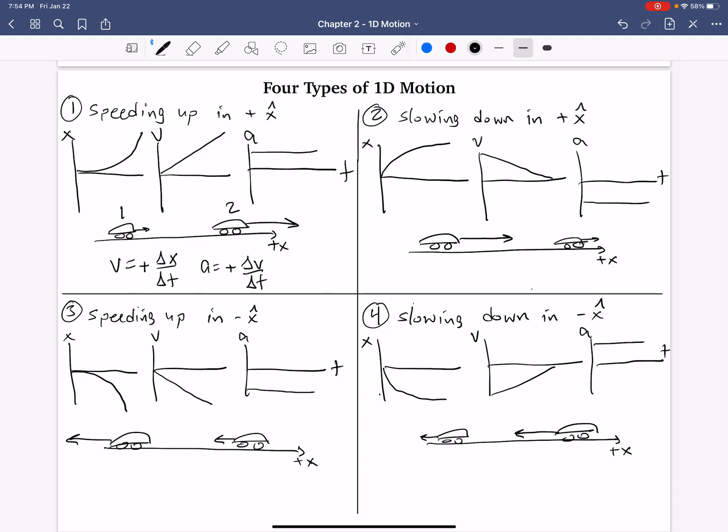In number 2, the velocity is doing what? Let's see. Well, what's happening to the position? The position is still towards the right, still from position 1 to 2. So in this case, the delta x is positive, making the velocity positive.